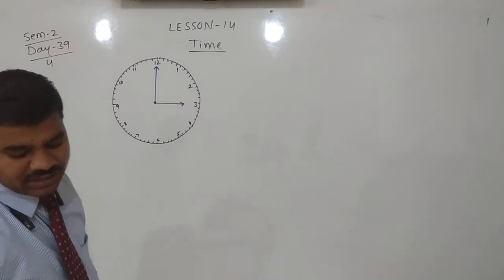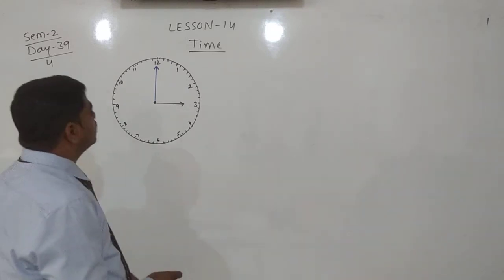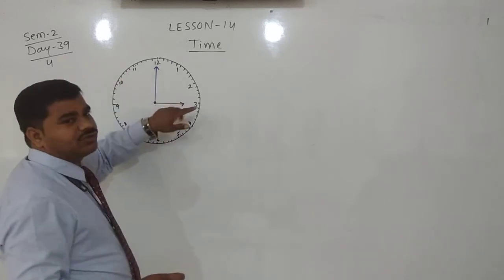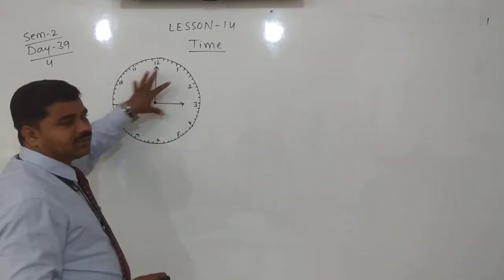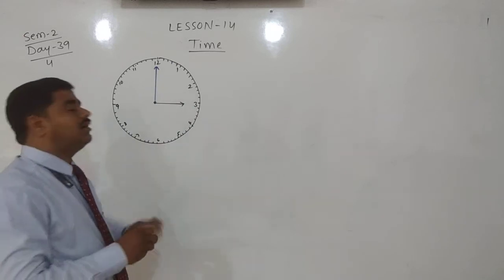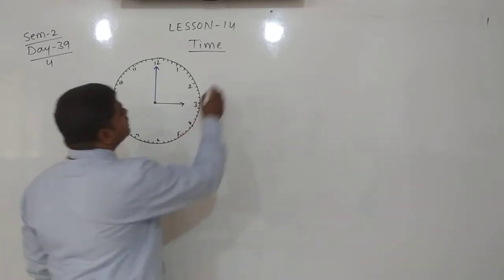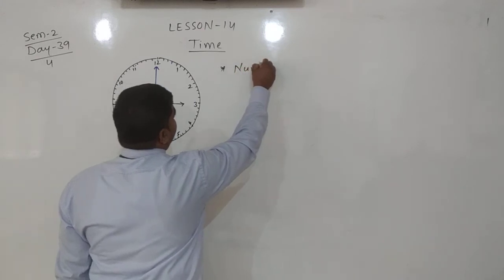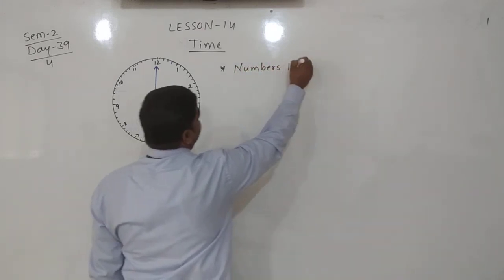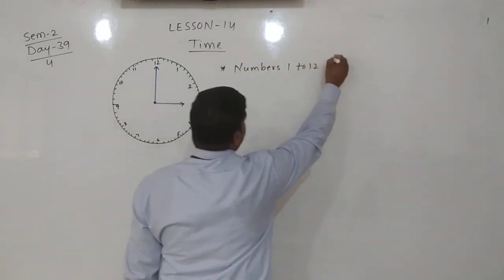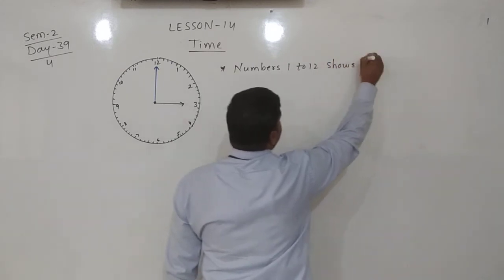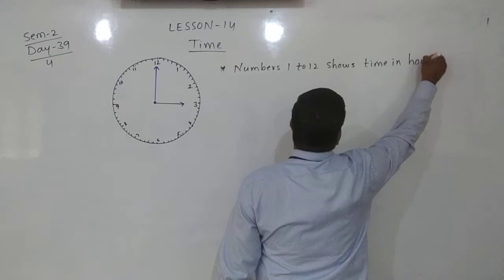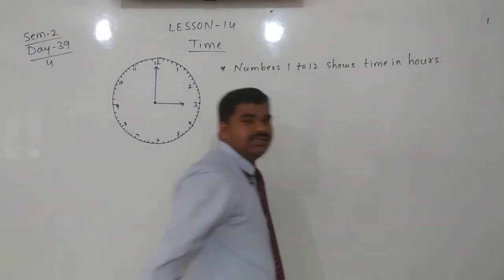The numbers we see on the face of a clock are 1 to 12. How many are there? 1 to 12. These numbers show us hours. This number shows us the time in hours. We read time in hours. Numbers 1 to 12 show time in hours.